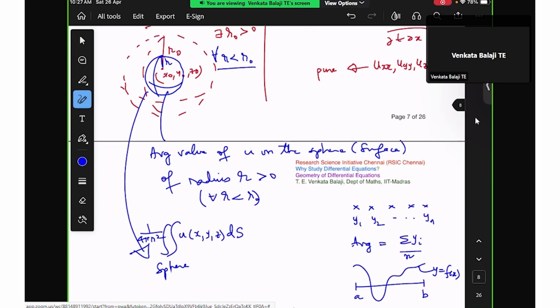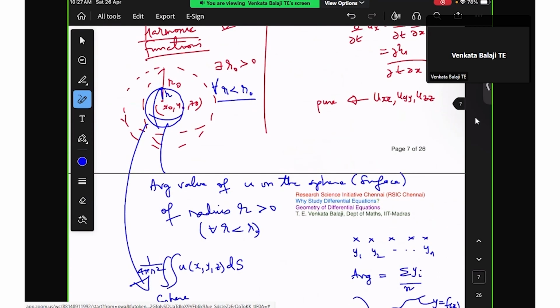And so I think I'll have to take in this case... In fact, I think okay, so I am in a three-dimensional case. In fact, I should not take the surface area. I should actually take this. So let me take the solid sphere. Okay, the average of U on the solid sphere.